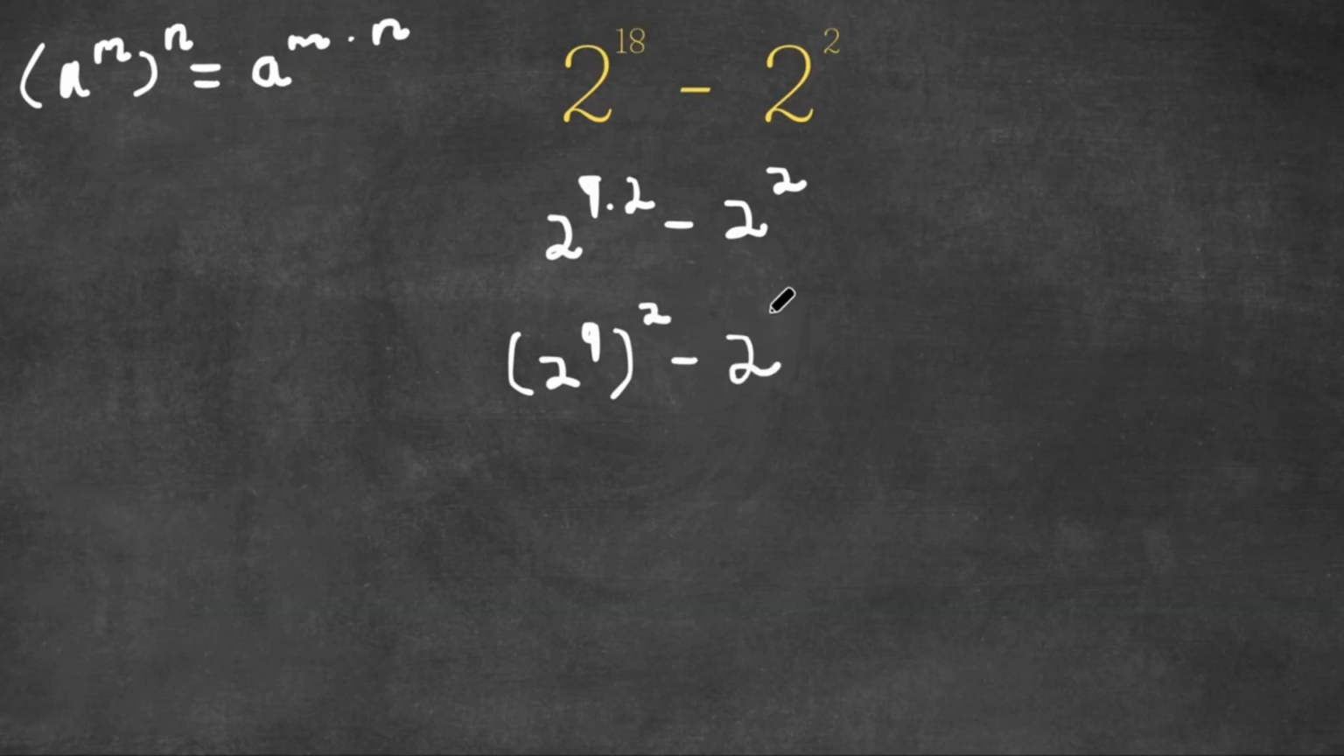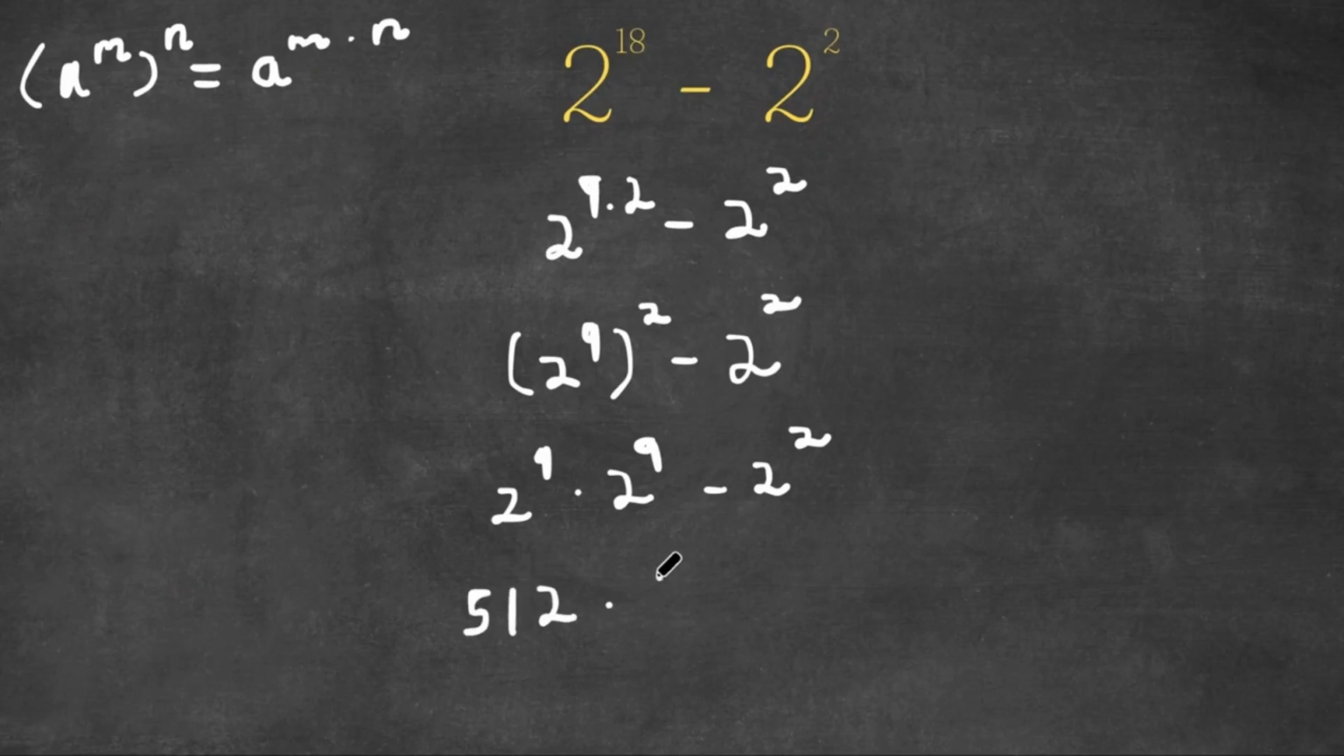Now minus 2 squared. Now 2 to the power of 9 squared is the same thing as 2 to the power of 9 times 2 to the power of 9. Now minus 2 squared. And 2 to the power of 9 is 512. You guys should know that because you should know your powers of 2. So now we have 512 times 512 minus 2 squared.